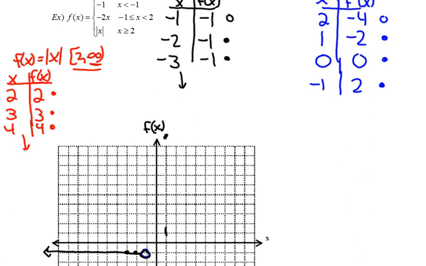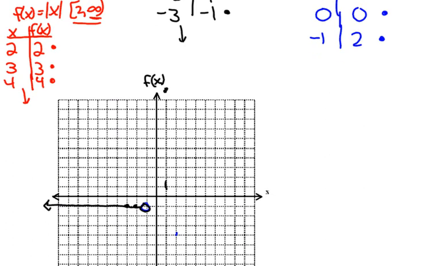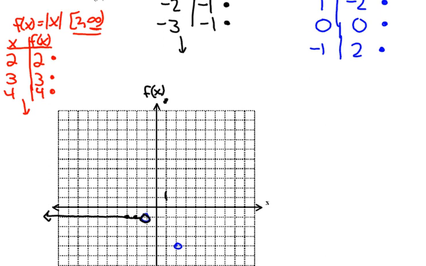Now, let's do the blue. 2 and negative 4. In fact, I got to scroll down so we can do this. And let's see, that's an open circle. So what else? We've got 1 and negative 2. We've got 0, 0, and negative 1, 2.